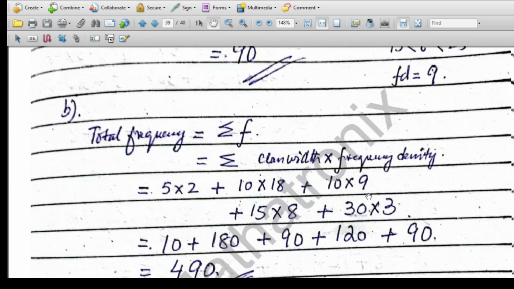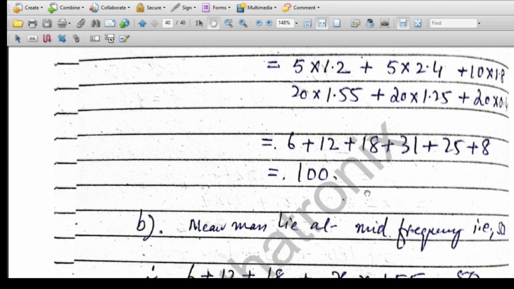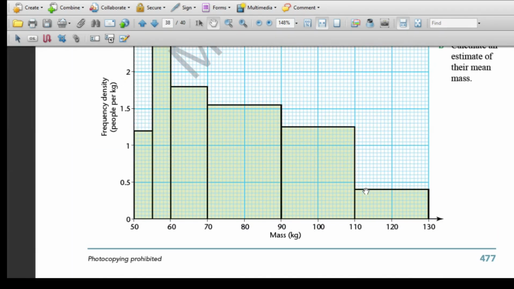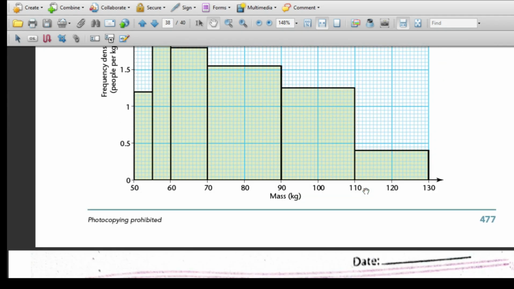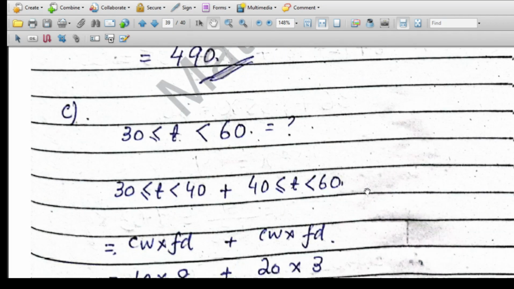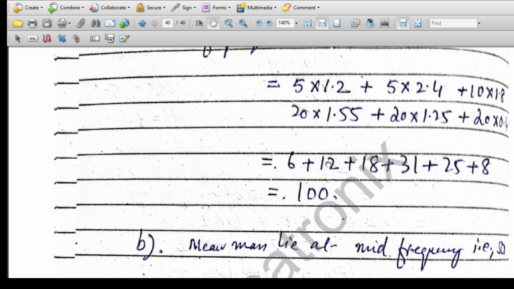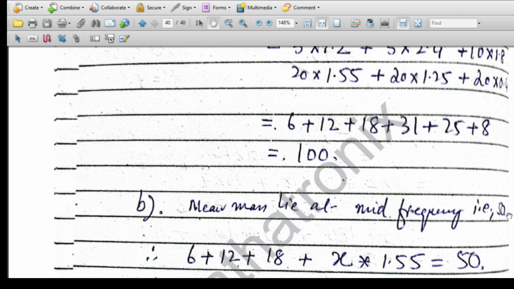So this total frequency is 100, and afterwards we have to find the mean value, the mid frequency. If the total frequency is 100, then the middle frequency should be 50. So we will multiply. The first one is 6, 12, 18. 18 plus 12 is 30, 36, and in this band 1.5. So in this band the median frequency will lie. So the mean lies at the mid frequency, that is 50.